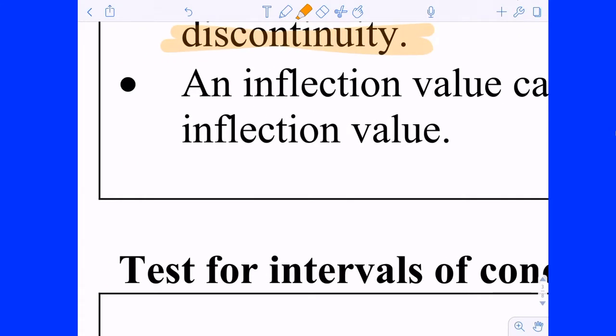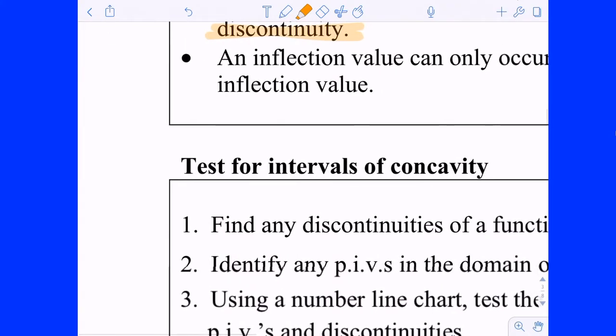Got it? Everything we're going to be doing now with the second derivative is going to be almost identical to what we did with the first derivative. The only difference is we're not going to be talking about increasing and decreasing in local extrema. We're going to be talking about concave up, concave down, and inflection values. Okay, so it's the same thing, just one rung higher on the derivative ladder. So that's what we're going to do next.